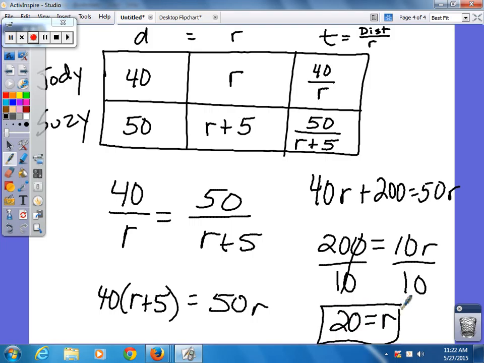So how fast is Susie going? She's going 25 miles per hour. And how fast is Jody going? Jody's going 20. And of course Susie's going 25 because she's a better athlete.